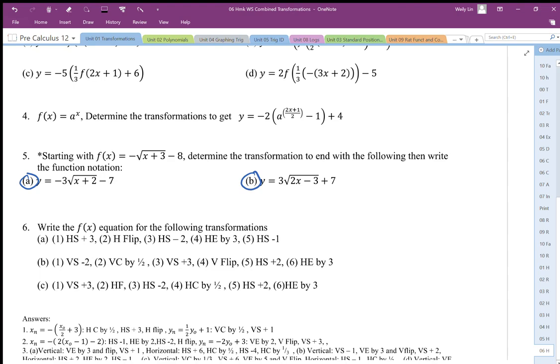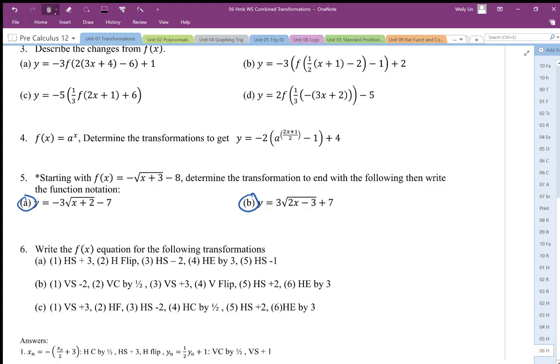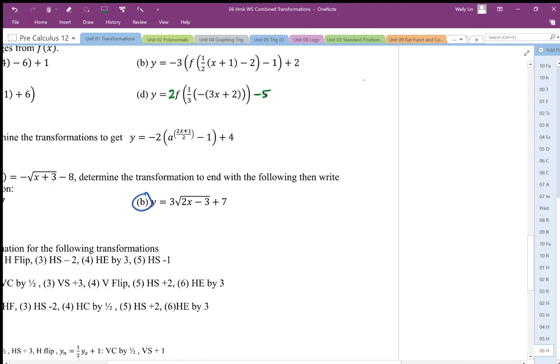Question number 3D: we have to again make sure that we separate out the outside vertical changes from the inside horizontal changes. So I'm going to start with my change in y. My change in y is going to be, firstly, a vertical expansion by 2, and secondly, a vertical shift down 5. Okay, so that represents my vertical changes.